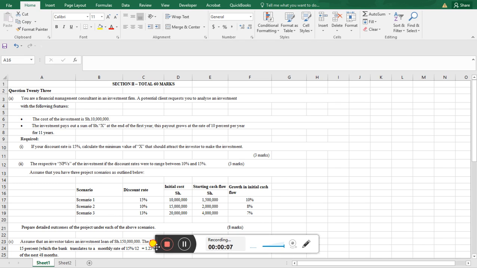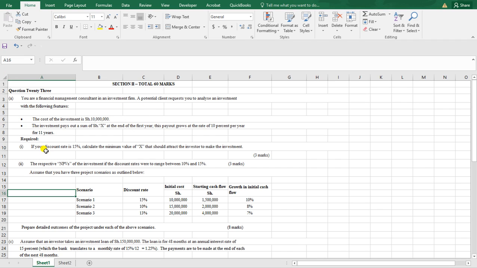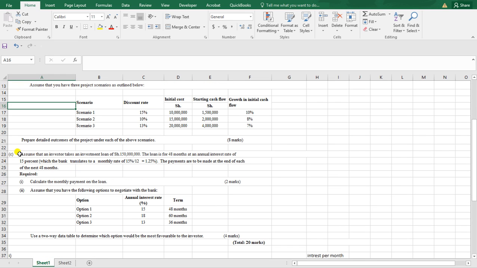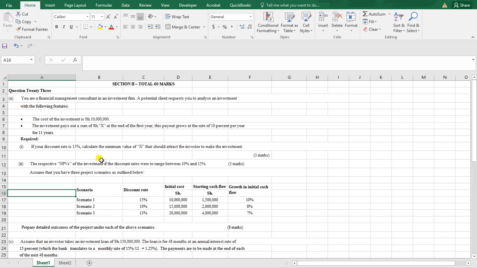In our class today, my good students, I want us to look at a question from our pilot paper, and that is question number 23, part A. Recall, we had already looked at part C of the question, so today's class, I want us to focus on part A and part B of the question.